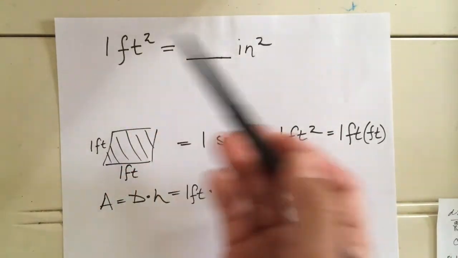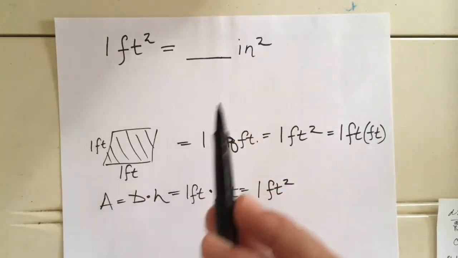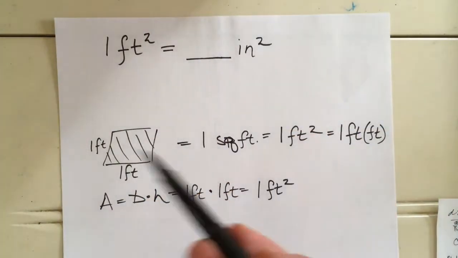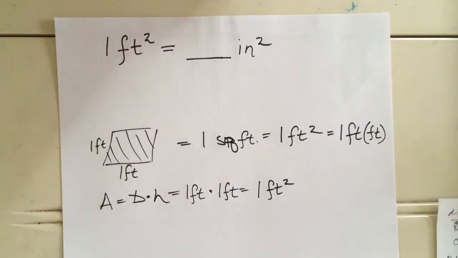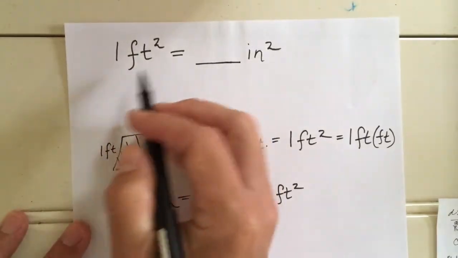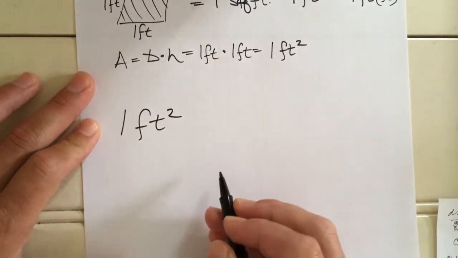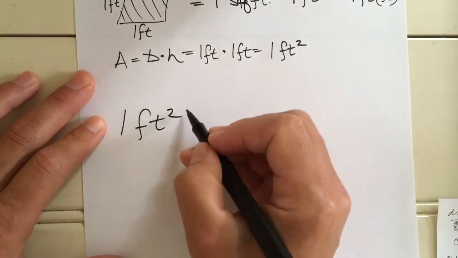And now the answer to this question, you might look at it and go, oh, it's 12, right? Because 1 foot is 12 inches, so 1 square foot's obviously 12 inches squared. And that would be wrong. And let's look at why. So we'll start by writing what we have, which is 1 square foot. We then have to get to inches squared.